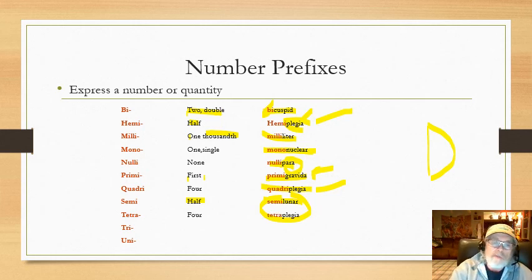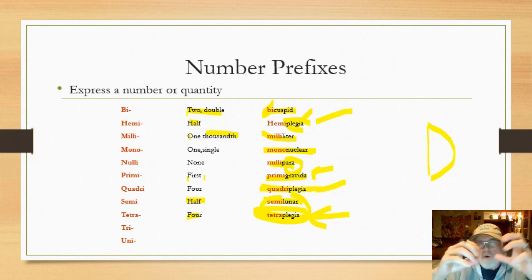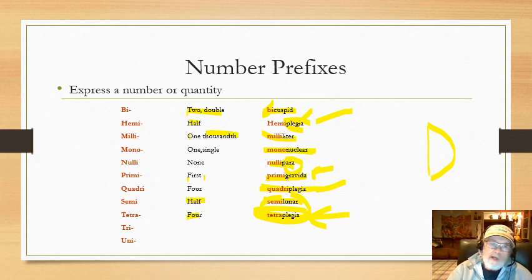Tetra also means four. Tetraplegia, I wouldn't think of that. I'd think quadriplegia is the more commonly used word than tetraplegia. Tetracycline is something that has four molecules, four rings on it. Okay. So basically, that's where they get that. So tetra means four. So both quadri and tetra mean four.